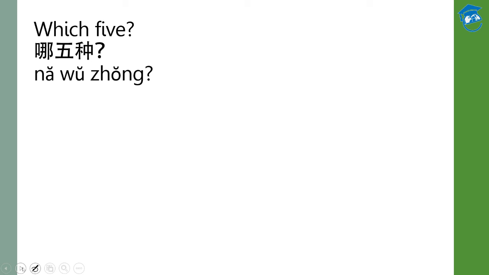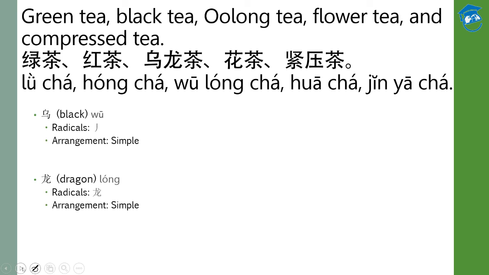Okay, so Xiaoling explains there are green tea, black tea, oolong tea, flower tea, and compressed tea. So in Mandarin, it is translated as 绿茶, 红茶, Oolong 茶, 花茶, 紧压茶.